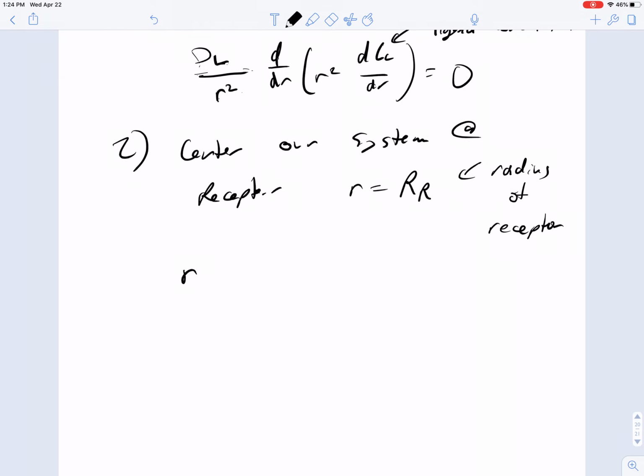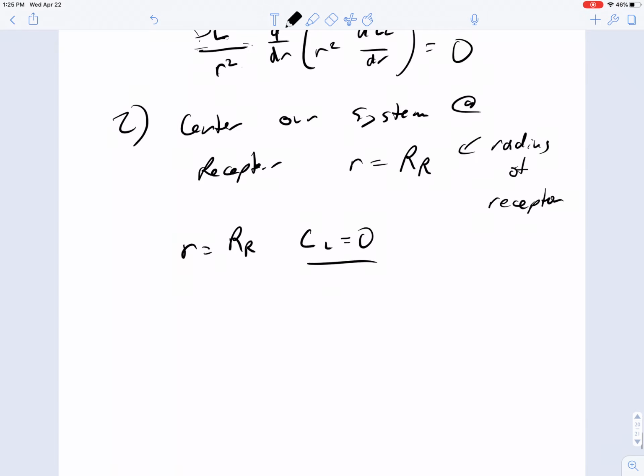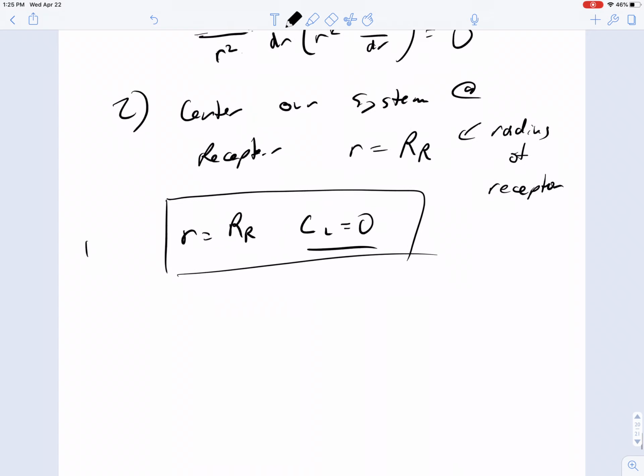So this means that at r equals R_R, C_L equals 0. What we're assuming here is that at the receptor, it's bound. As soon as the ligand hits the receptor, it's bound, which makes the concentration right at that point in space suddenly 0 because it can't exist there without being bound. When it's bound, it's converted into another type of label, it's converted into the complex. So this becomes boundary condition 1.